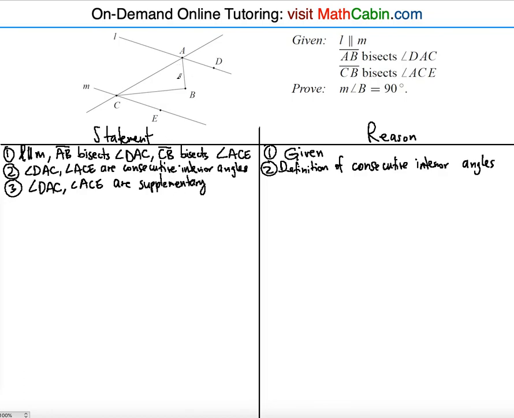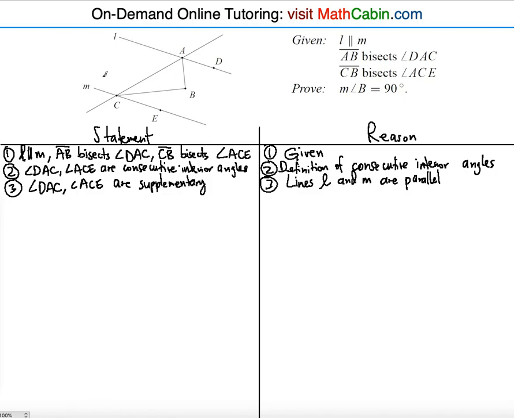Supplementary basically means that the sum of the measures of these two angles will be 180 degrees. And that's based on the fact that these two lines, L and M, are parallel. When you have a transversal, you will have consecutive interior angles that are supplementary. So the reason for this will be simply that lines L and M are parallel.